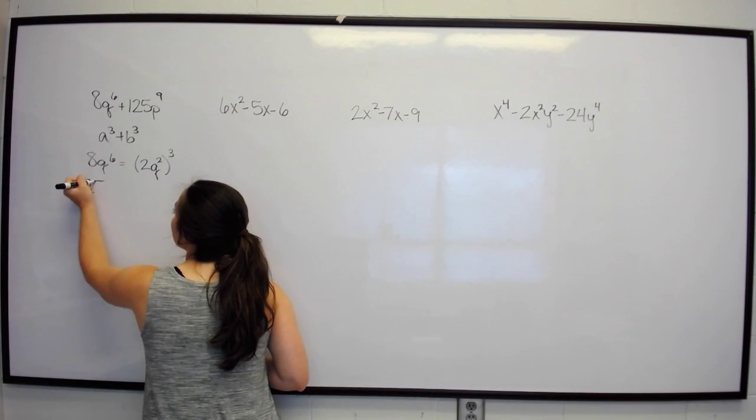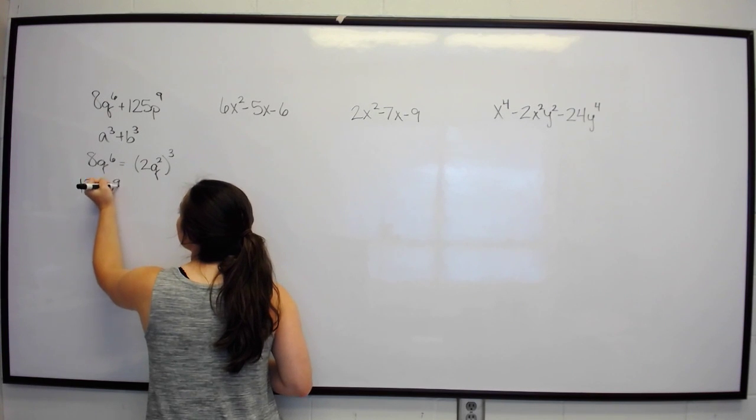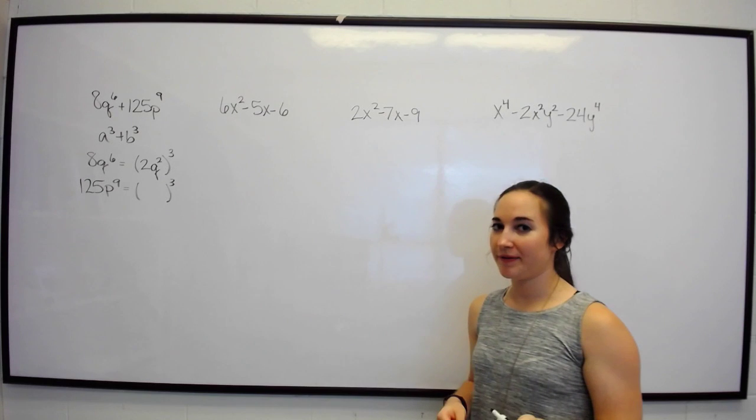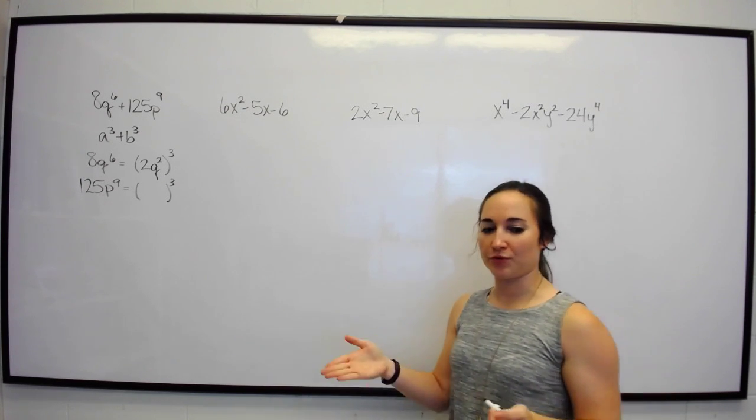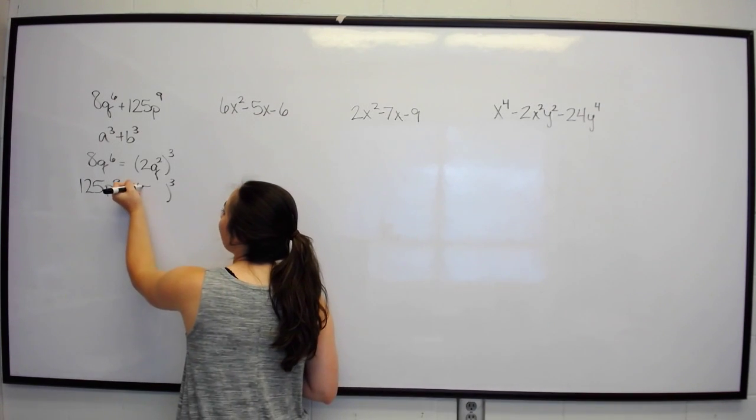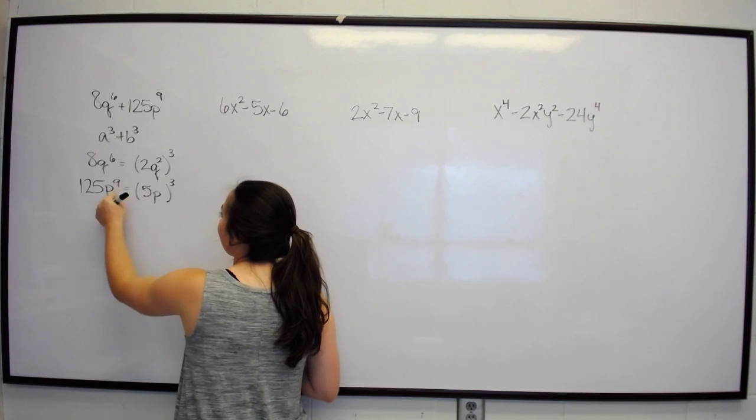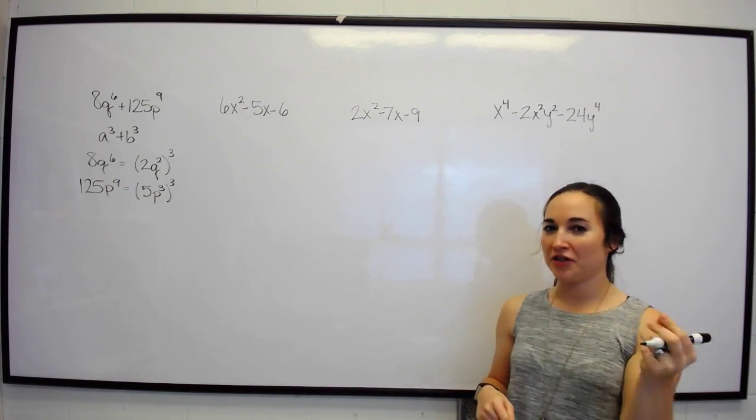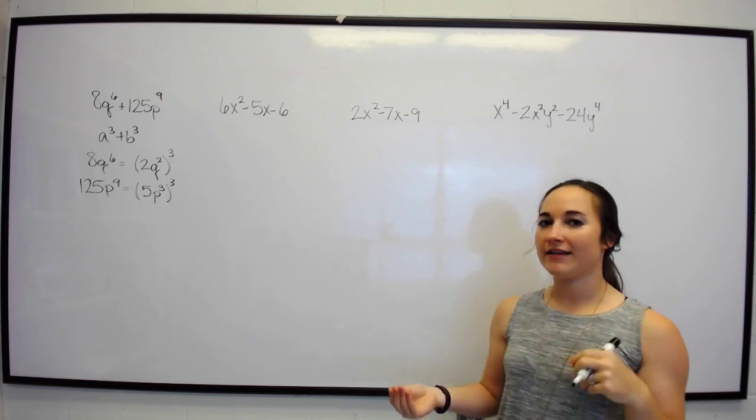And then if we have 125p to the 9th, again, we want to rewrite this as something cubed. The number is easy. 125, we can rewrite that as 5 cubed. And if I divide the exponent by 3, I'm going to have 5p cubed, cubed. So now we know what a and b are.